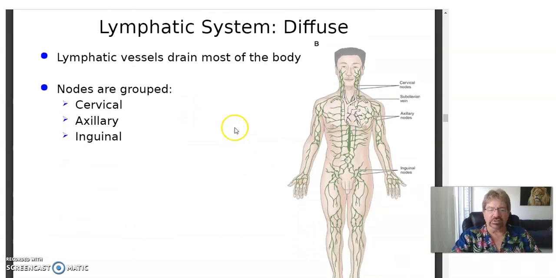Lymphatic system. Let's see. Diffuse lymphatic vessels drain most of the body. There are groups of lymph nodes. The ones in the neck, of course, are called the cervical nodes. The ones in the armpit area are the axillary nodes. And the ones in the groin or inguinal region are called the inguinal nodes. Notice we got some around the knees and all too, but these are the biggies.